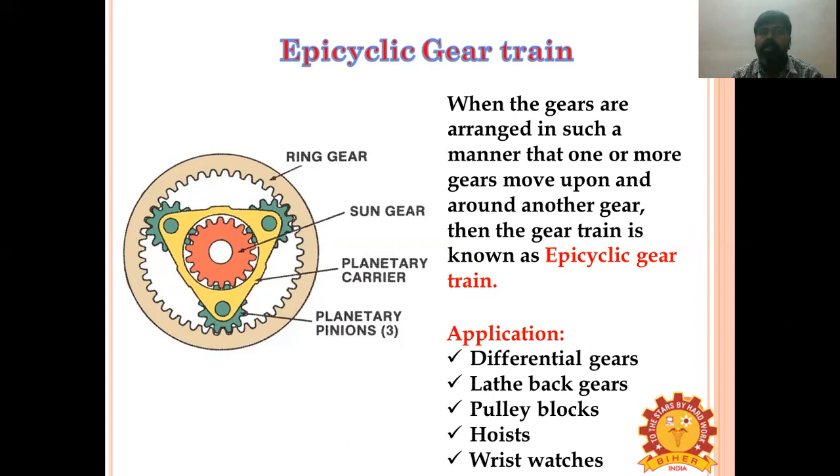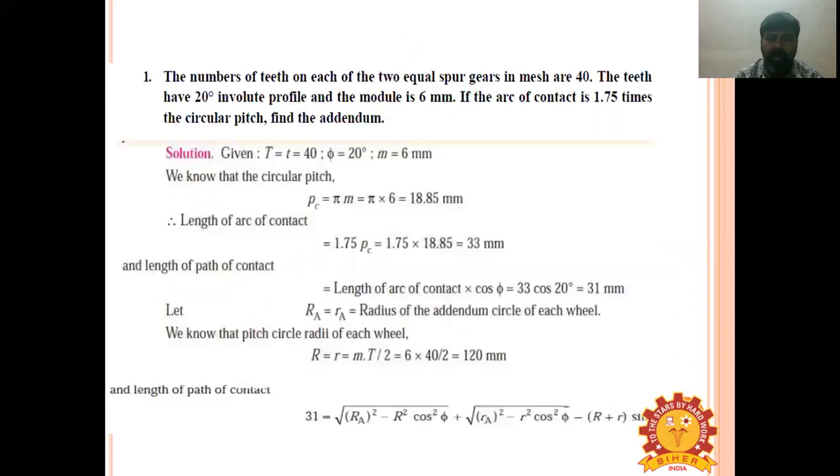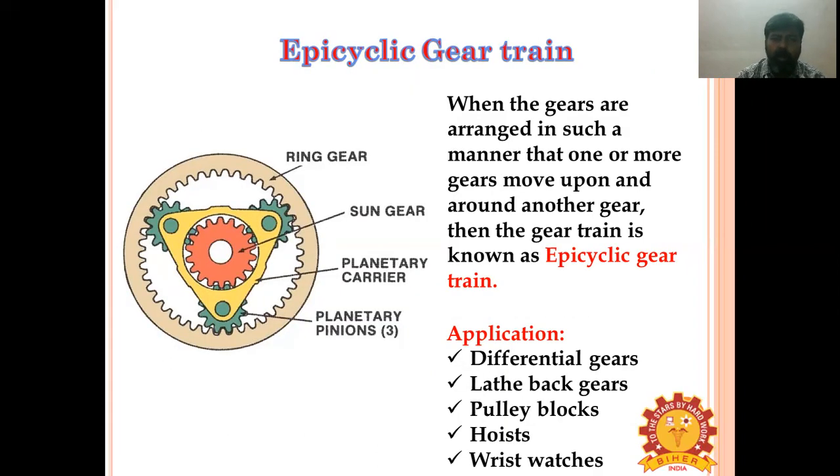And the sun gear, what is it? The gear at the center is called the sun gear, and the gears whose axes move are called planet gears. So these are the sun and planet gears. The epicyclic gear train has very wide application in automobiles. So these are all that. Then we can have so many problems regarding these types of gears.